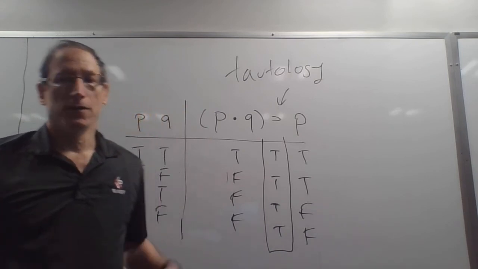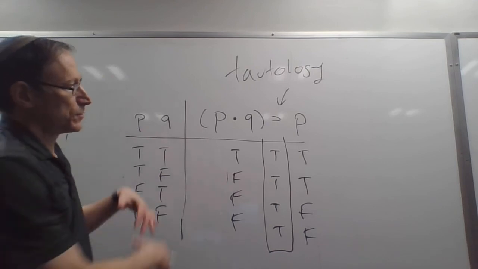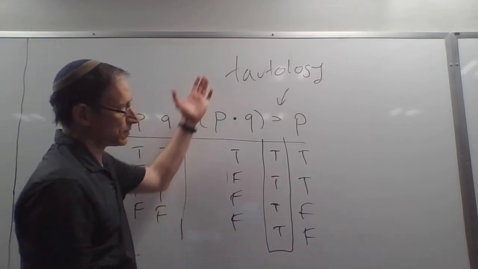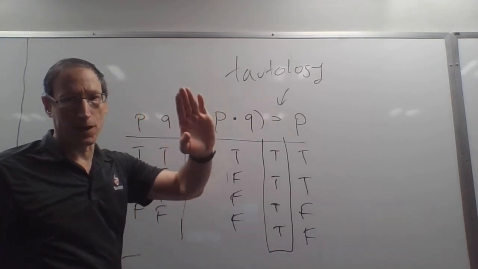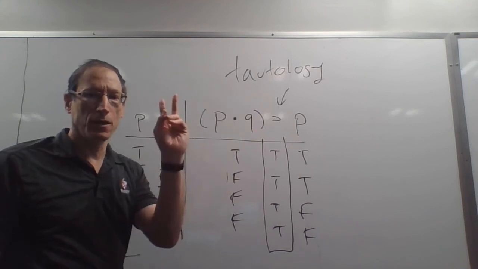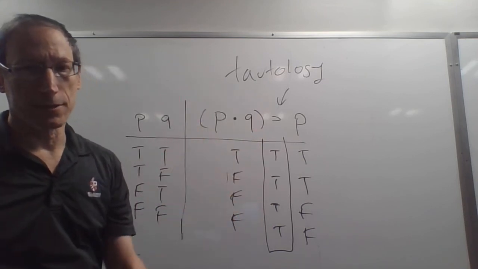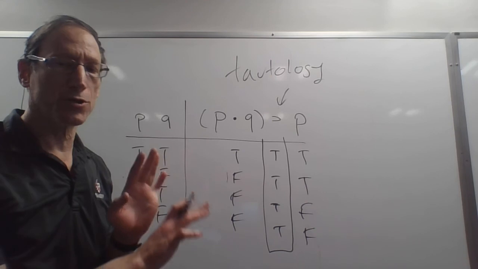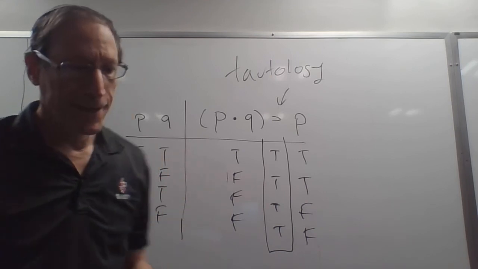So you're going to have some of these examples on the final exam. I'm going to give you some statements. You're going to have to do a truth table and determine, is it a tautology or is it something else? What else could it be? There's two other possibilities. But I'm finished showing you a couple of tautologies.